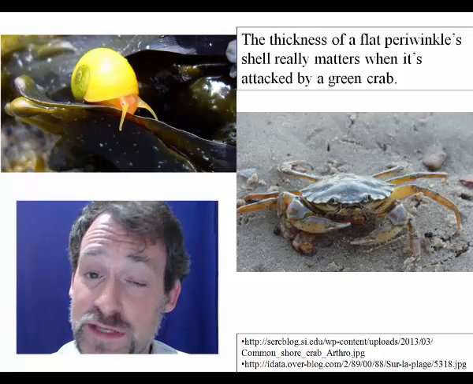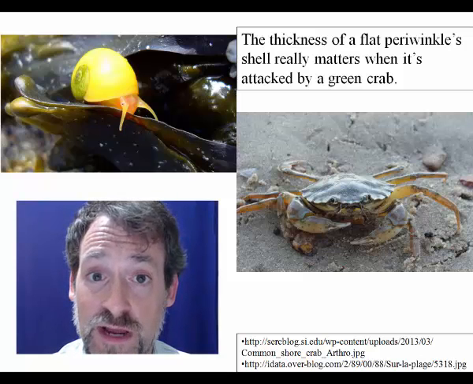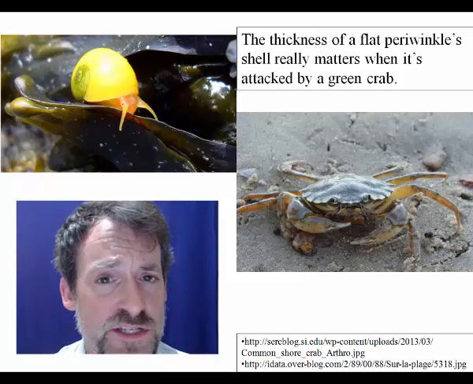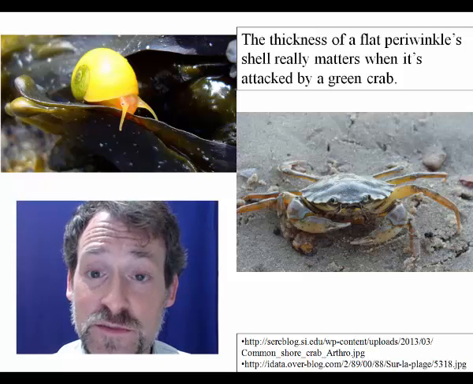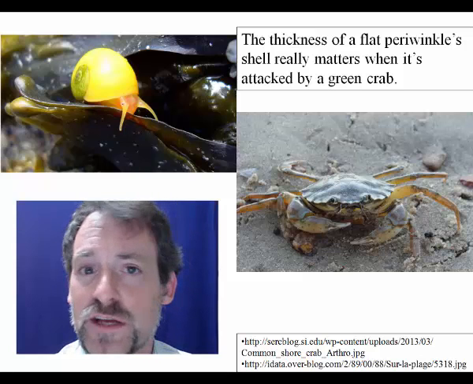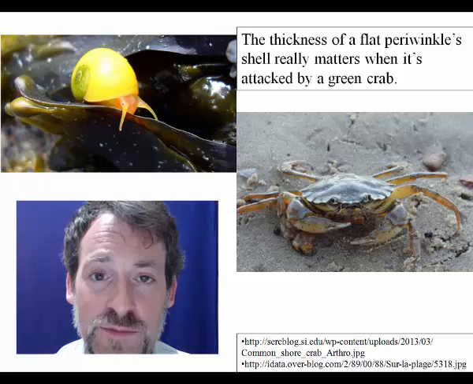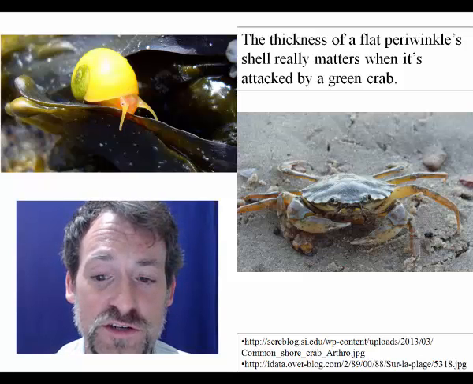Thin shells can be pretty easily cracked by the crab, which then just pulls out the meat and eats the snail. Thick shells can resist even the strongest crabs. So for example, Robin Seeley did some experiments. She offered snails with thin shells to crabs, and she offered some snails with thick shells to crabs.